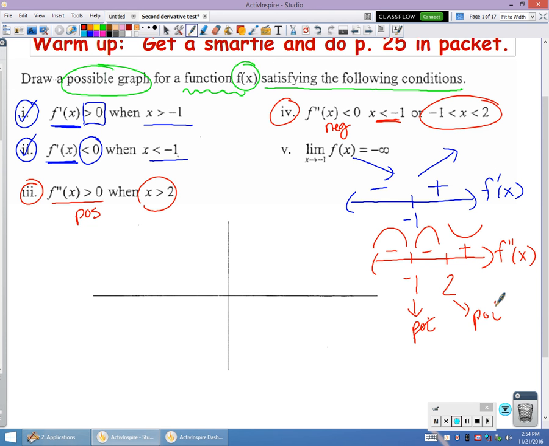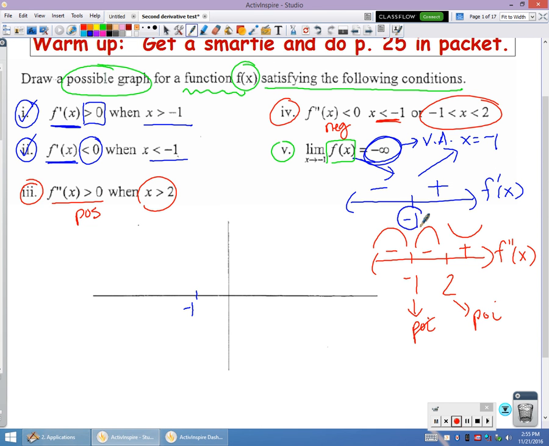Now the last piece of information is statement 5. That tells me that the limit as x approaches -1 of the original function is -infinity. So let's start building a graph. So at -1, on that graph, from both sides, the original function f of x is approaching a y value of -infinity, which leads me to believe that I have a vertical asymptote at x equal to -1.